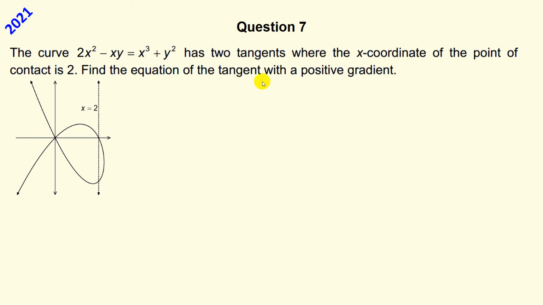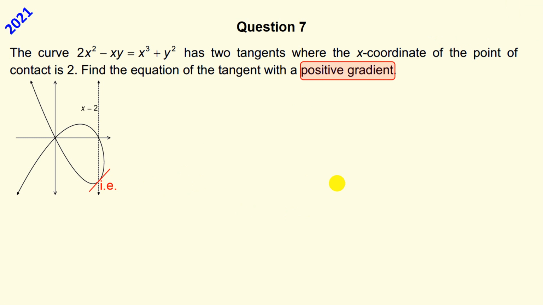So here is a question on tangents to curves. Clearly, this is going to involve implicit differentiation because if you have a look, we have mixed x's and y's there in the equation. So now we have to find the equation of the tangent with positive gradient. There are two tangents, one there, one there. So we're going to find the one at the bottom point because it needs to have a positive gradient.